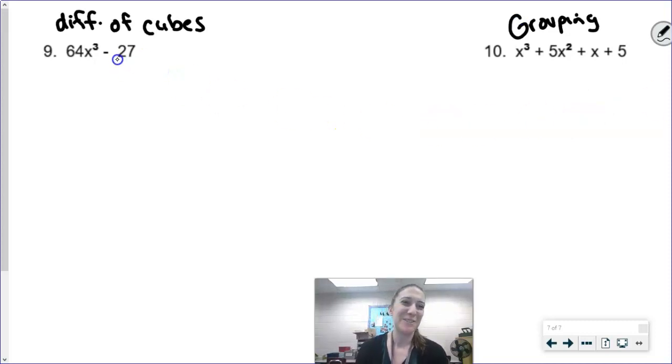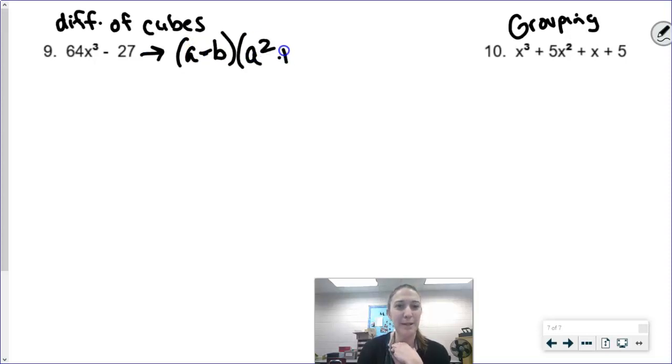All right, the difference of cubes. There's no common factor. I'm going to move down. The difference of cubes pattern is a minus b, and then a squared plus ab plus b squared. So copied right off the flowchart. If only I could figure out what a and b were.